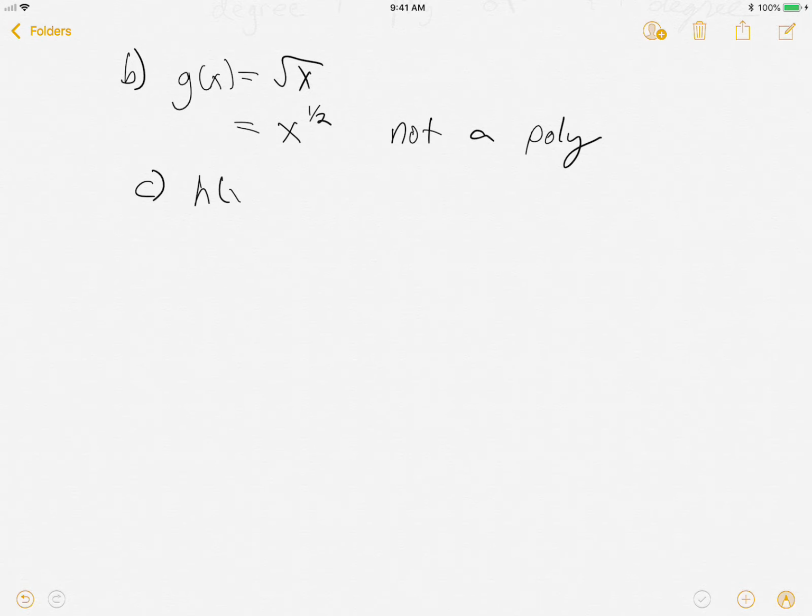Let's look at another example. What about this guy, h of x equals 8? Well, if I put x to the 0 power there, that's the same thing. That shows me that it is a polynomial of degree 0.